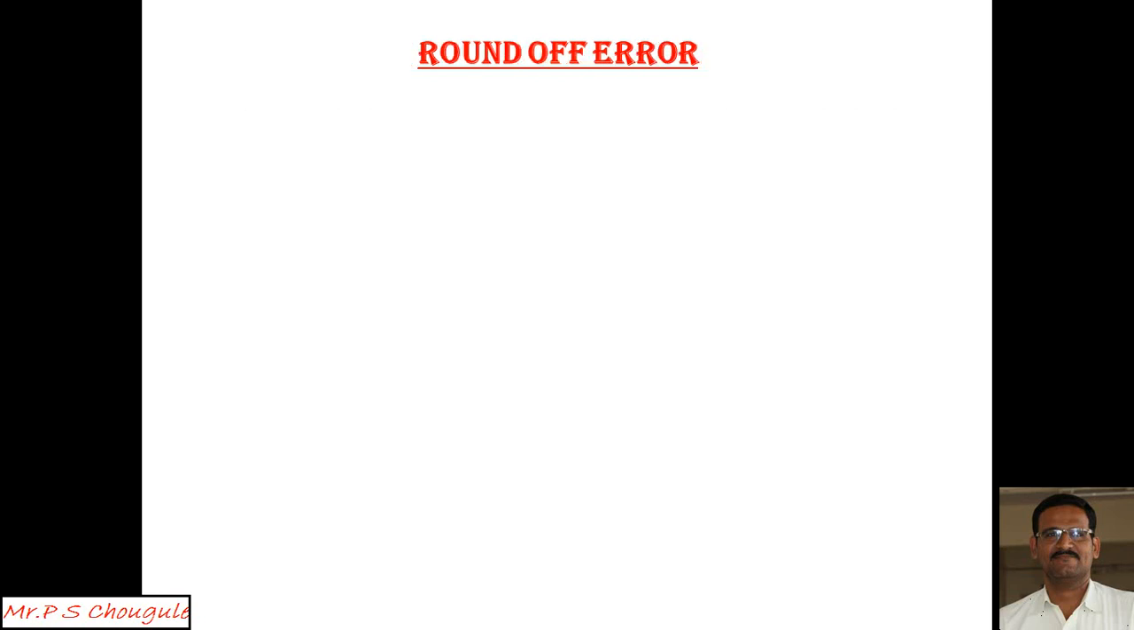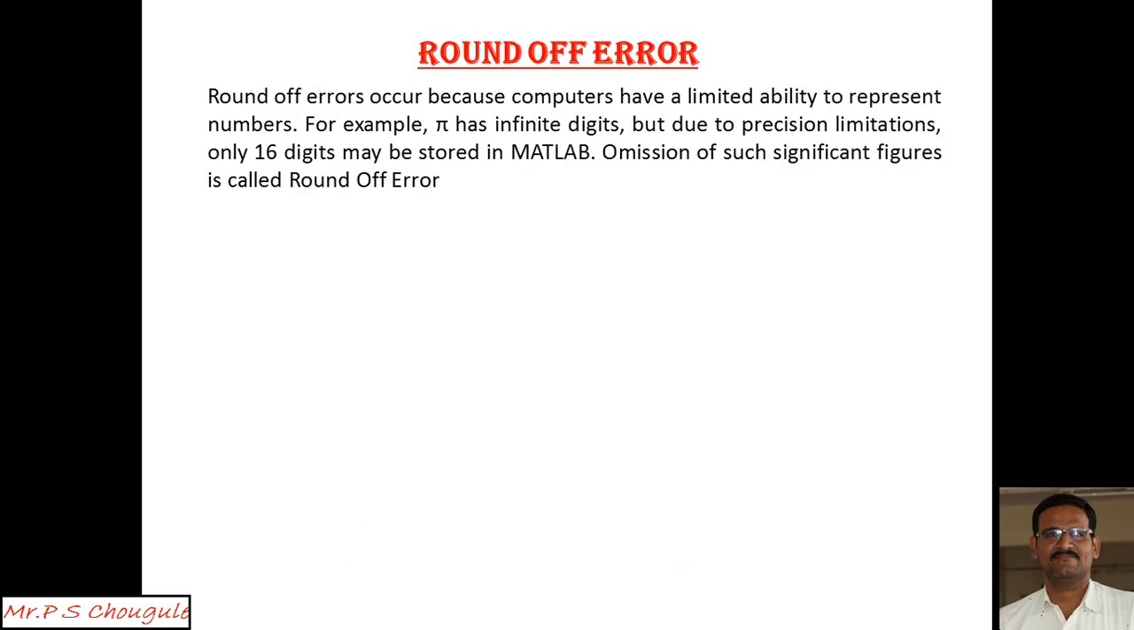Now let's move forward to the roundoff error. Roundoff error occurs because a computer has limited ability to represent numbers. As I have told you, pi has infinite digits, 3.14 and so on. But due to precision limitations, only 16 digits may be stored in MATLAB, and some 10 digits in a simple calculator. So the omission of such significant figures is called roundoff error.